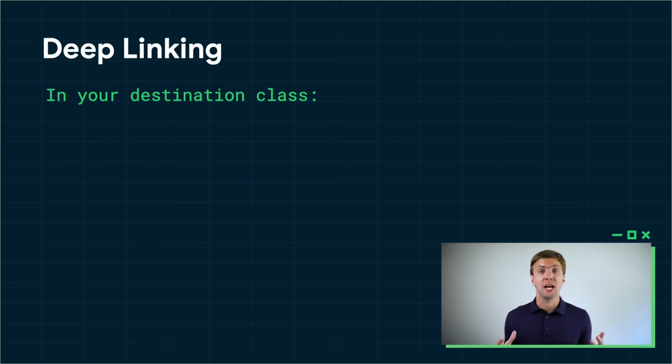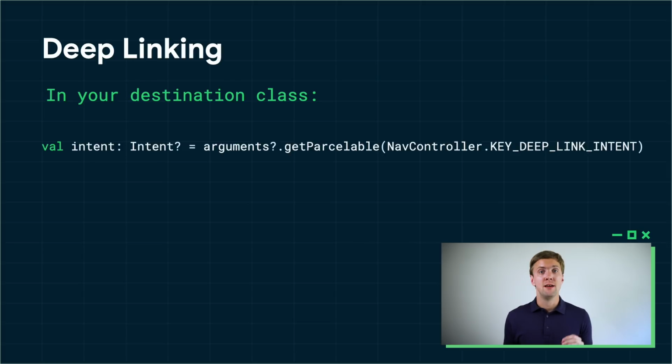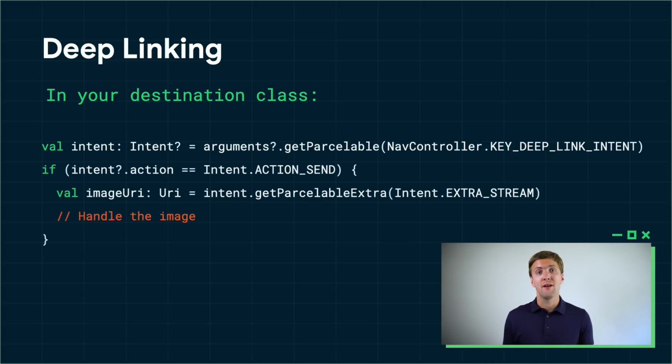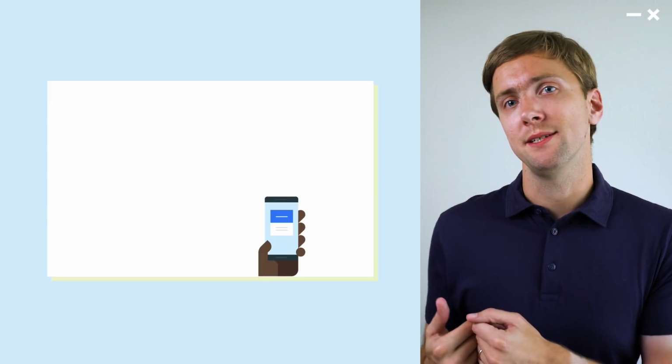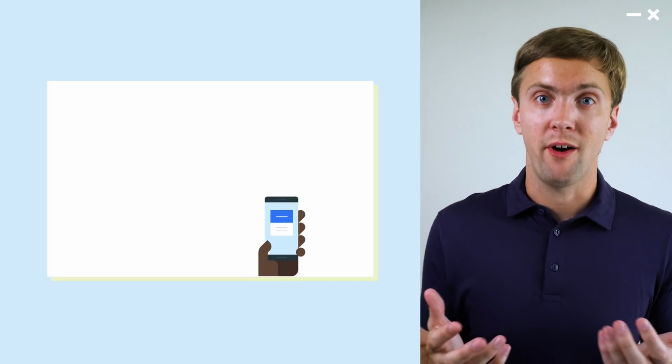Then your destination can check whether it was triggered by that deep link by looking at the key deep link intent. If the action matches, you can extract the URI of the image shared to your app. The perhaps most conspicuous part is what you don't have to write. There's no logic needed in your activity at all. Navigation handles routing the user to the correct destination, and all the logic needed to handle the incoming deep link is encapsulated in that single destination. So deep links provide a way to get users to the correct place in your app with the information, in the form of arguments, needed to provide the right context.